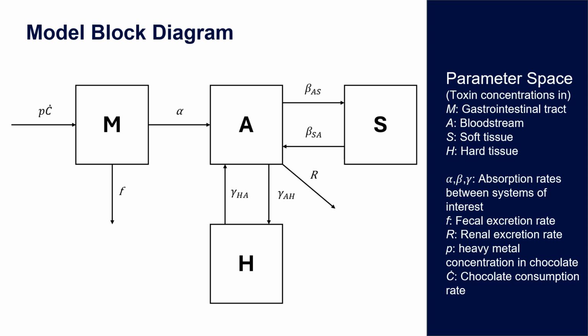Various ideas from the conceptual base were consolidated to develop the overall model block diagram and corresponding system of ordinary differential equations. The four bodily spaces of interest, the gastrointestinal tract, bloodstream, soft tissues, and hard tissues, were labeled as M, A, S, and H, respectively, with the ultimate goal to determine the contaminant concentration in each with respect to time. M was selected to indicate heavy metals, with A standing for absorption, hence the name MASH model. Respective absorption rates between each system were labeled as alpha, beta, and gamma, with F indicating fecal excretion, R indicating renal excretion, and P times C dot representing the consumption of heavy metals in chocolate.